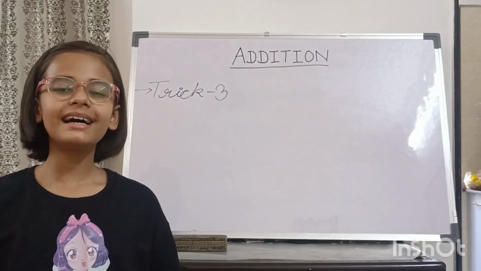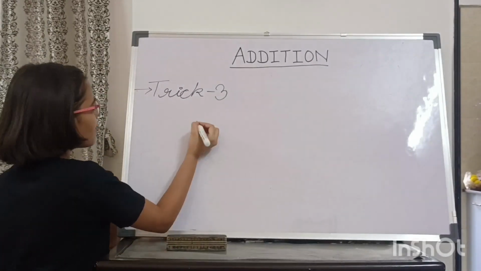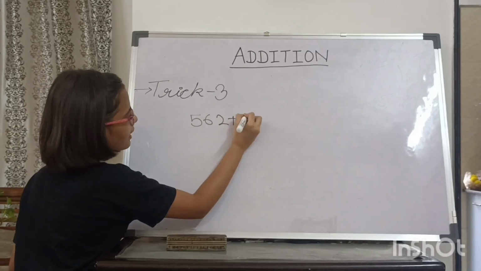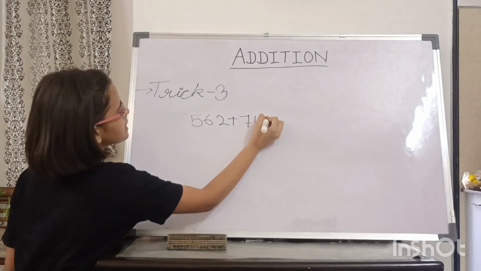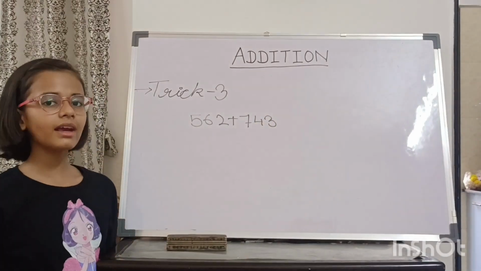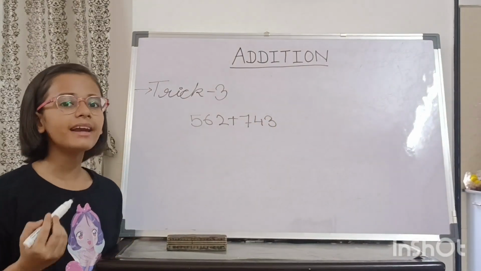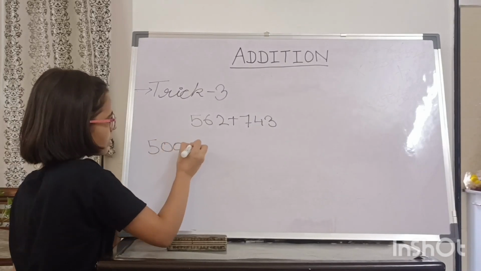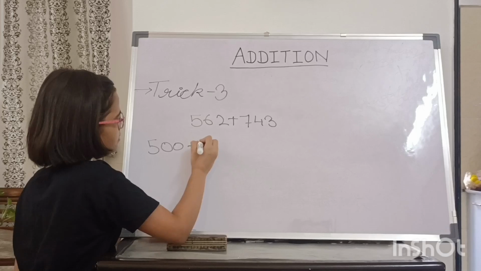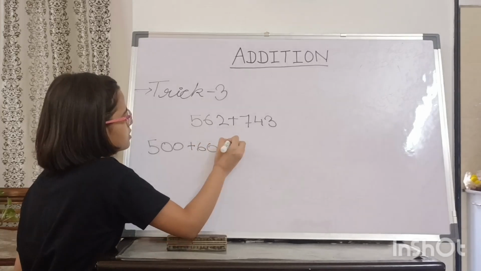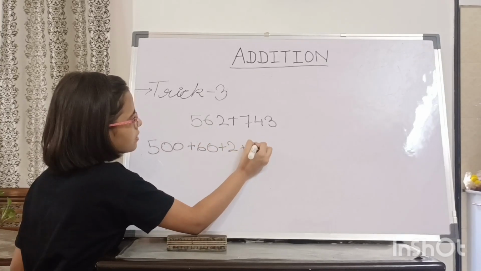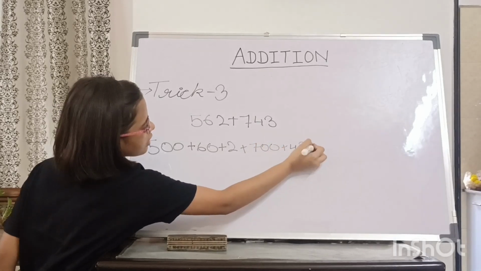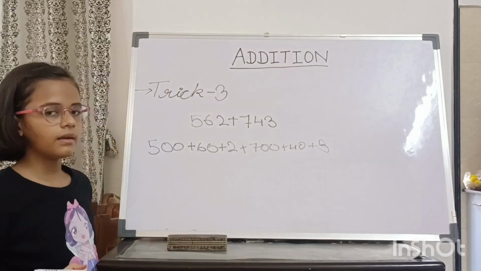So now let's learn trick 3. For example, let's take 562 plus 743. So in this trick, you have to write the numbers and expand them. 500 plus 60 plus 2 plus 700 plus 40 plus 3.